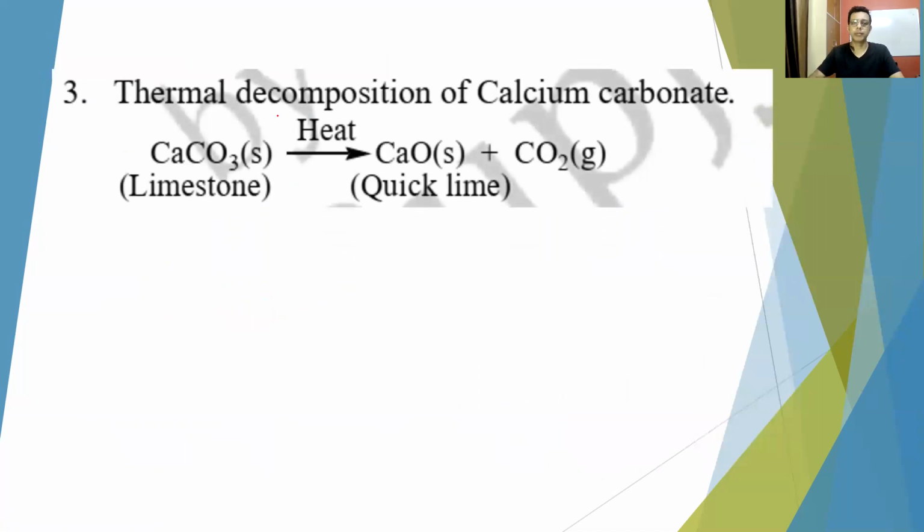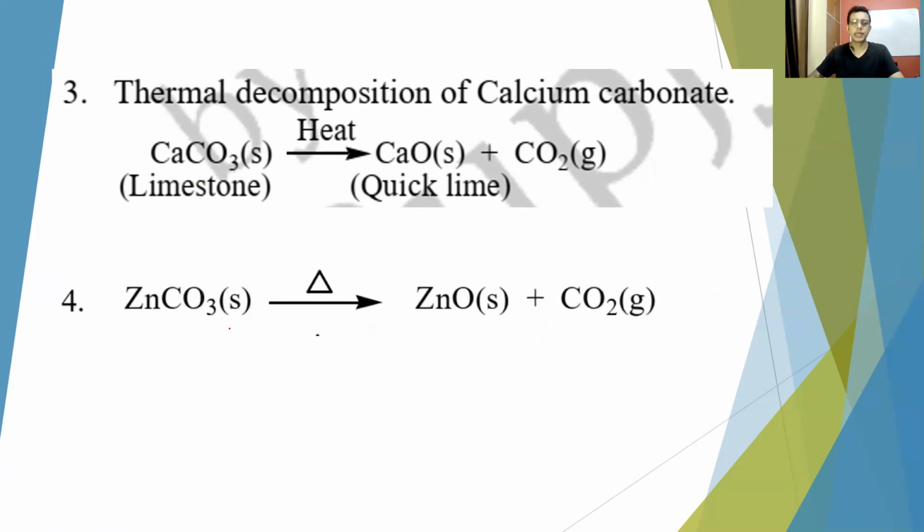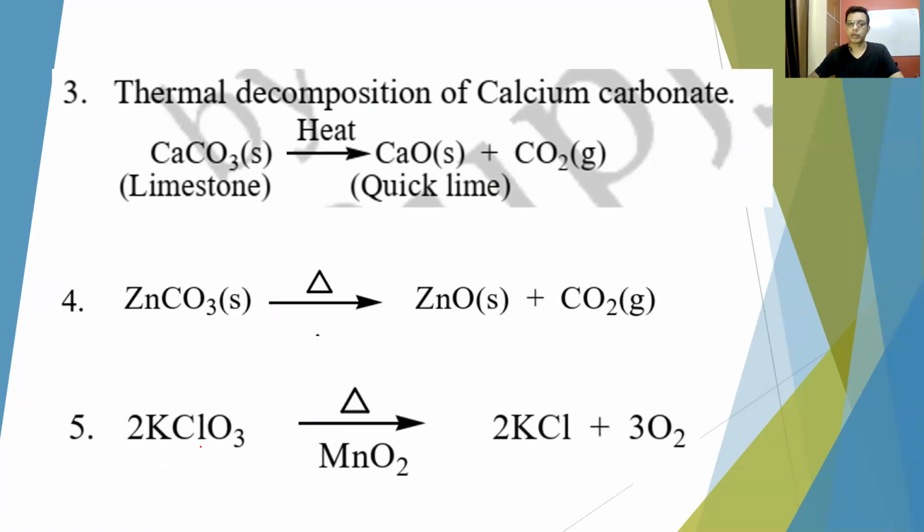Then another example is thermal decomposition of calcium carbonate. When calcium carbonate is heated, it gives calcium oxide and carbon dioxide. Zinc carbonate, when heated, gives you zinc oxide and carbon dioxide. Potassium chlorate, when heated in presence of manganese dioxide, which acts as a catalyst, gives you KCl and oxygen. So these are also examples of decomposition, because one reactant splits into more than one product, and this is happening for all 3 cases. So these reactions are examples of decomposition reactions where energy is supplied in the form of heat.